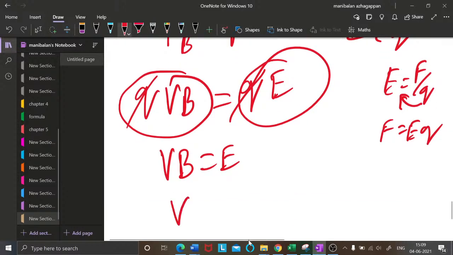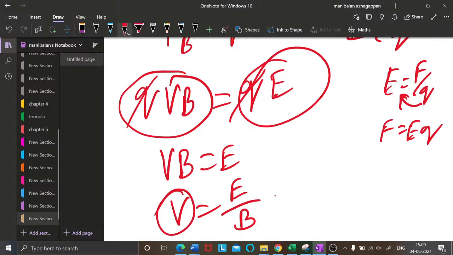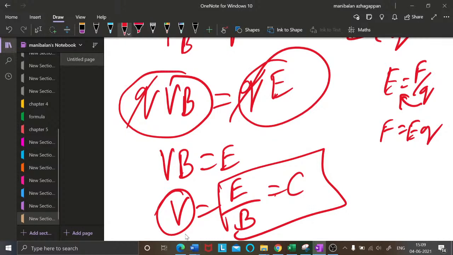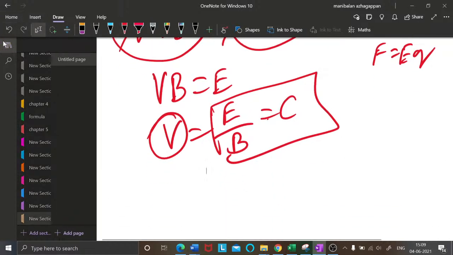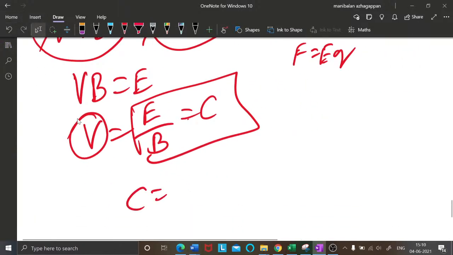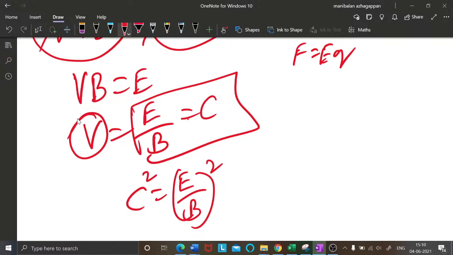So V is equal to E by B. Here V is going to be C, the velocity of light. So C is equal to E by B. Taking the whole square, E square divided by B square, that means it is going to be C square.